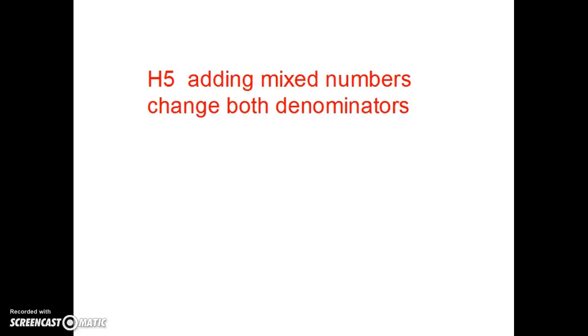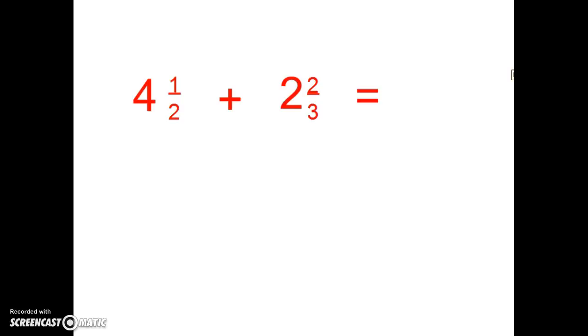It's video H5 to help you with adding mixed numbers when I need to change both denominators. So we got 4 1/2 plus 2 2/3. I noticed right away I do not have same denominators, but I'm using my improper fraction presto changeo, so I need to change them both to improper fractions first.